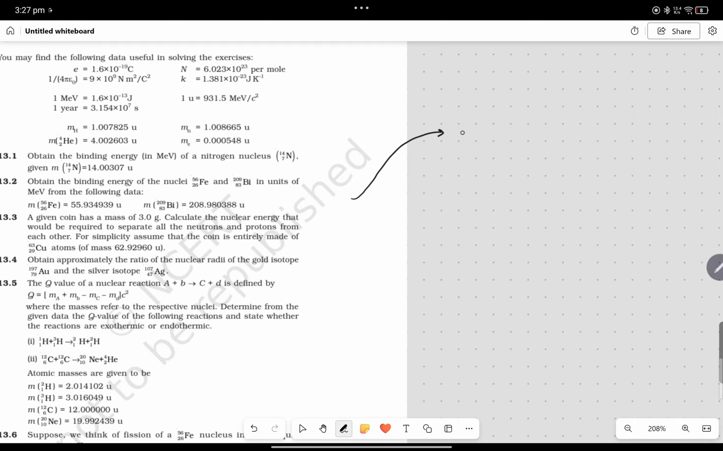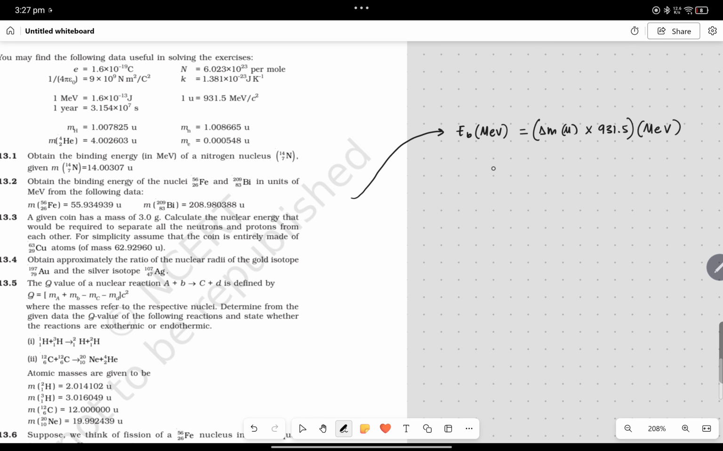So what is the concept here? Whatever binding energy you have to calculate, you have to calculate in mega electron volt. So for that, if you have delta m in atomic mass unit, you have to multiply it by 931.5 just to get it in mega electron volt, right? Simple. So this is the thing that you have to do.